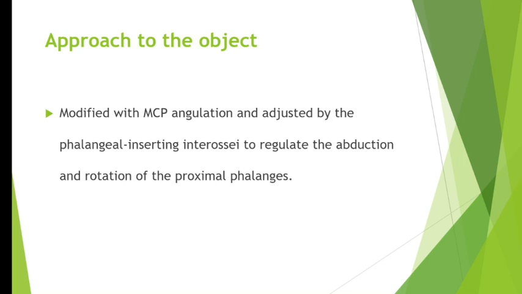To approach the object, the MCP angulation is modified and adjusted by the phalangeal insertion of the interossei to regulate the abduction and rotation of the proximal phalanges. Especially if you try to approach an object and try to hold it, the ulnar fingers try to rotate more.